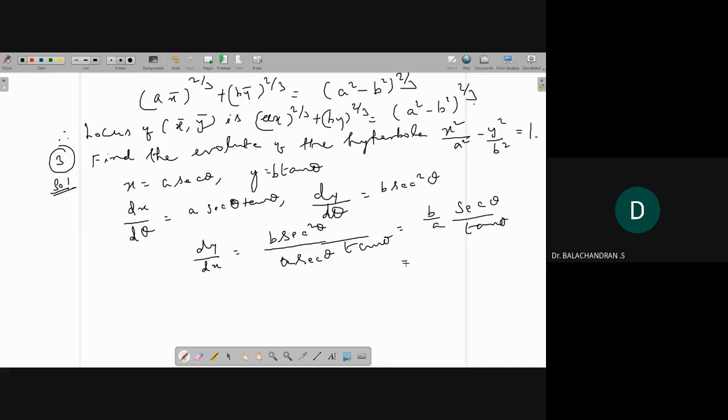Or b by a into secant theta, you can write 1 by cos theta, and the reciprocal of tan theta you can write, this is sine by cos, so cos theta by sine theta. So b by a, cos theta gets cancelled, a sine theta. So this is the first derivative: dy by dx is equal to b by a sin theta.